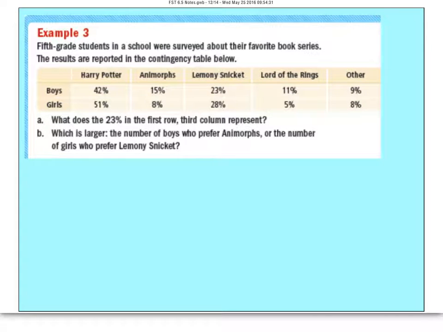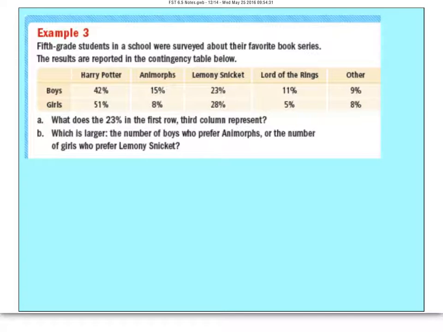So here's an example where they're not going to tell you if it's a row or column percent table. Here we have fifth grade students in a school. They were surveyed about their favorite book series. The two variables they're using are gender and the book that you liked. So we have the boys and what percent liked Harry Potter and so forth.